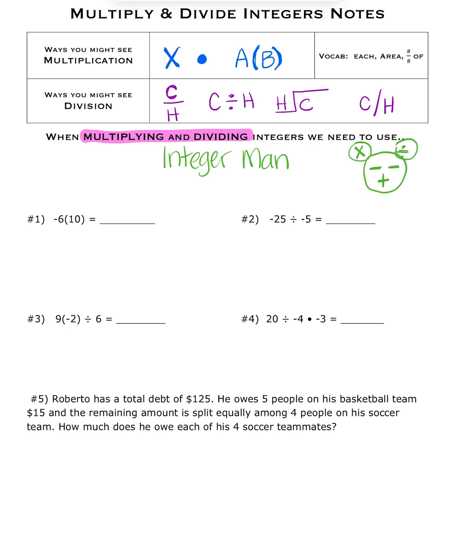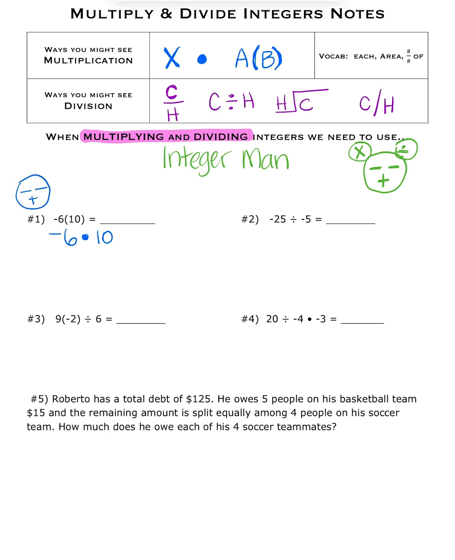So our first example is -6 parentheses 10, which is right here, example number 1. The first thing I need to do is look at my parentheses and ask myself, is there a number in front? If there's a number in front, then we are going to rewrite it as multiplication. So this parentheses just represents multiplication. I'm going to go ahead and rewrite it with my multiplying dot. And then I know I'm multiplying, so I'm going to need integer man. So I'm going to go ahead and draw him over here on the side.